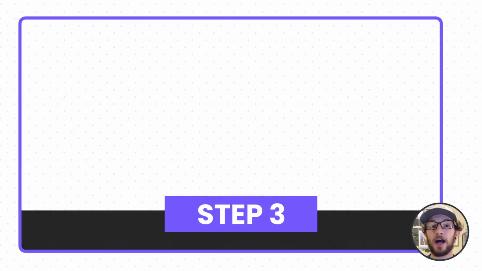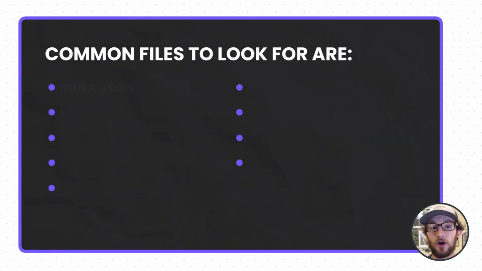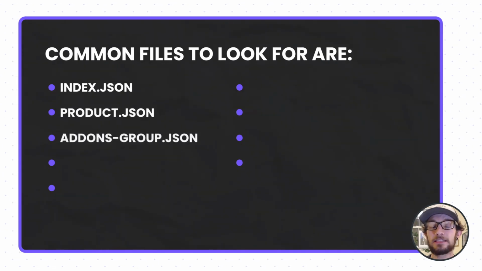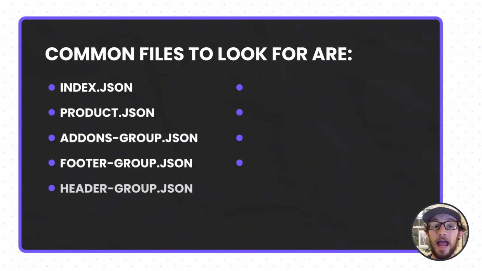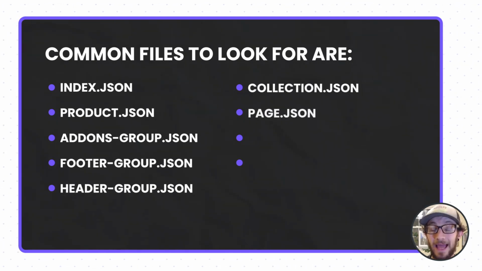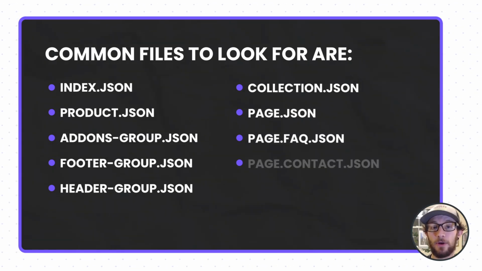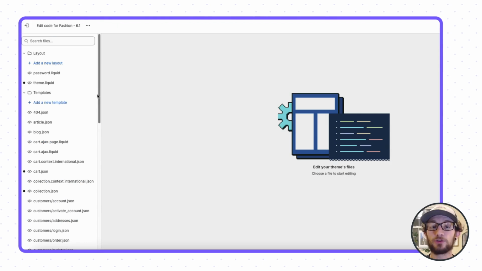Step 3. Look for files that end with .json. Common files to look for are index.json, product.json, add-ons-group.json, footer-group.json, header-group.json, collection.json, page.json, page.faq.json, and page.contact.json. These files hold your page settings.